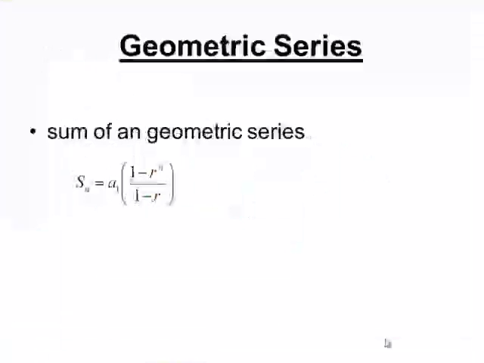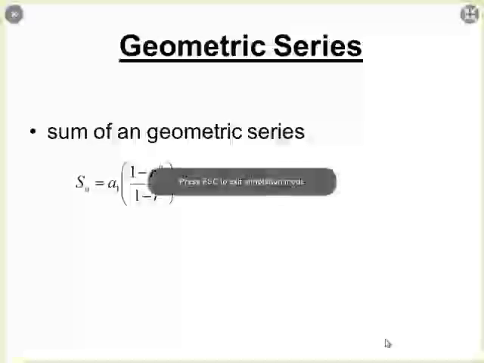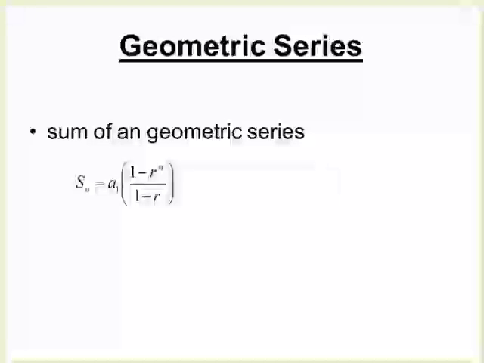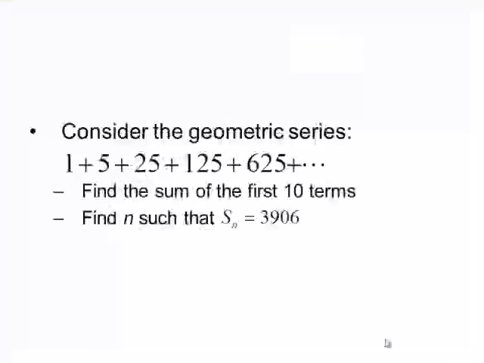Next is geometric. Good news is geometric is easier than arithmetic. So once again, you have a formula that you do not need to memorize. This is the formula for the sum of the first n terms in terms of geometric.